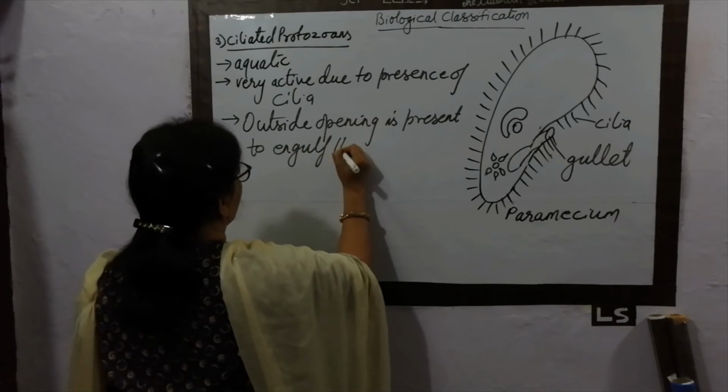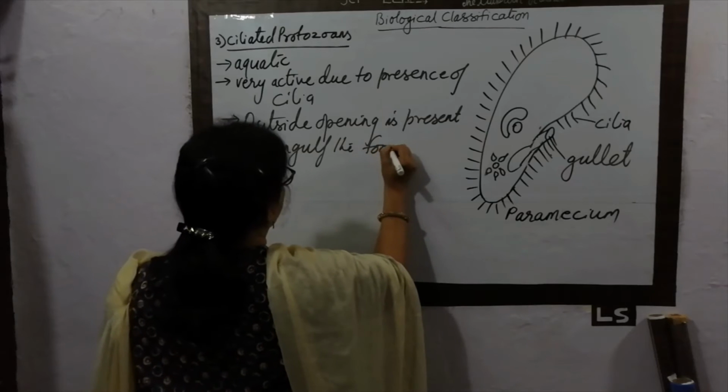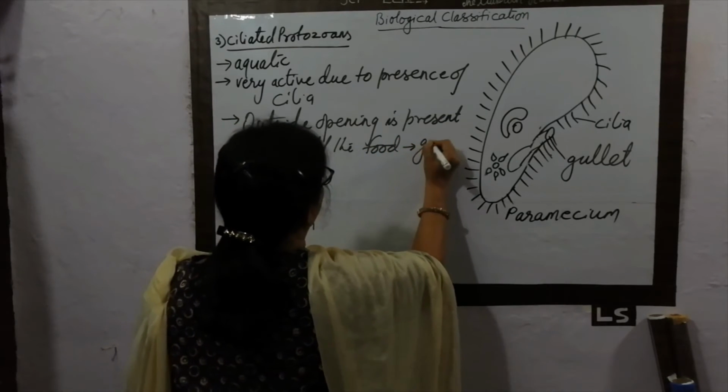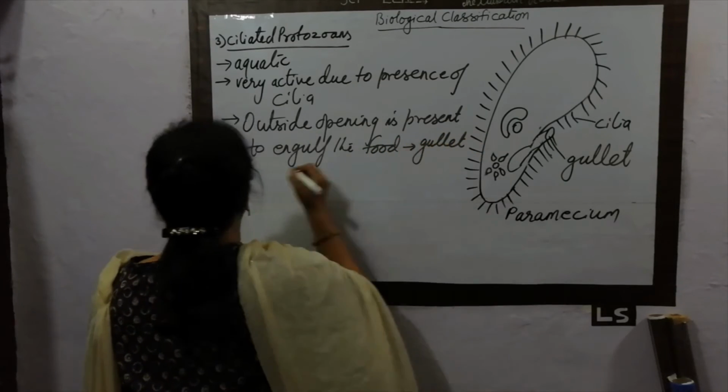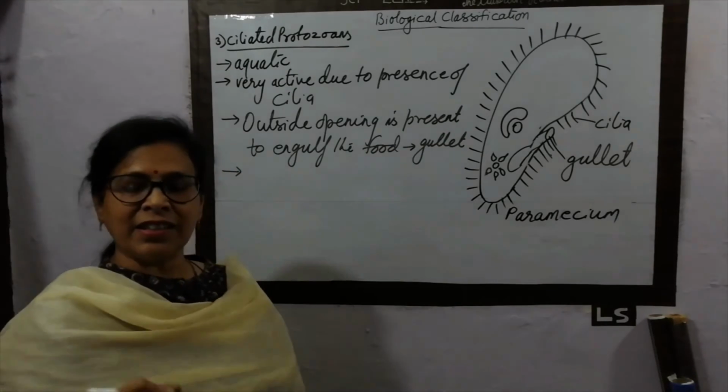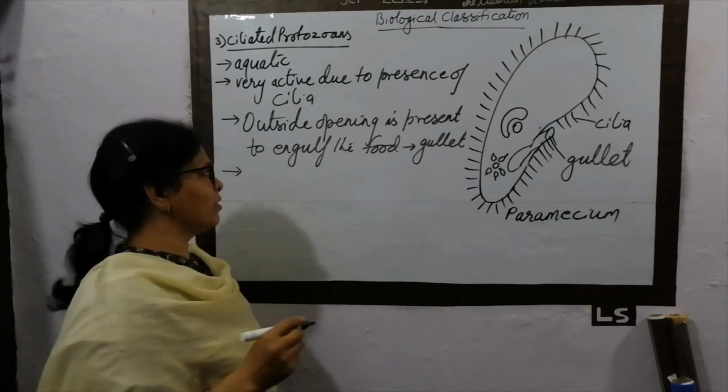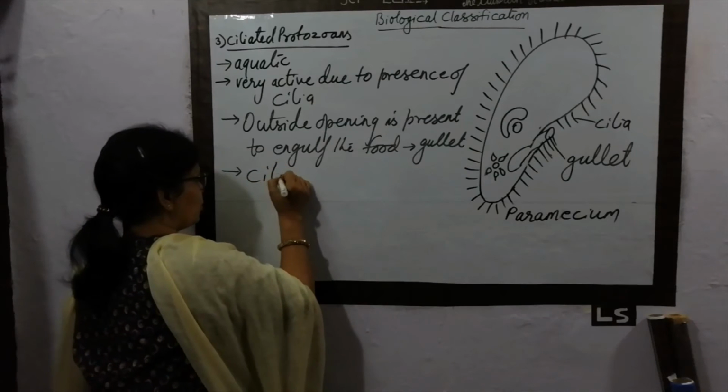Engulf the food. And this opening is called the gullet. Now, what is the role of cilia? Cilia is important for locomotion. Cilia helps in locomotion.